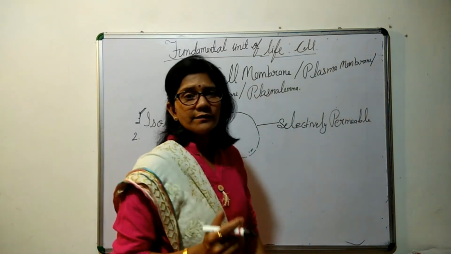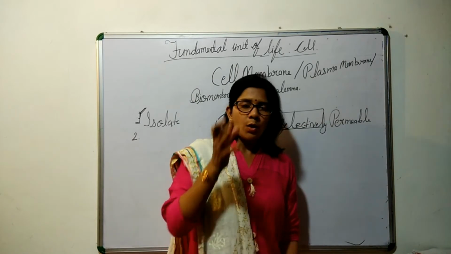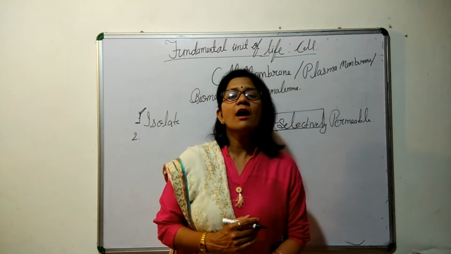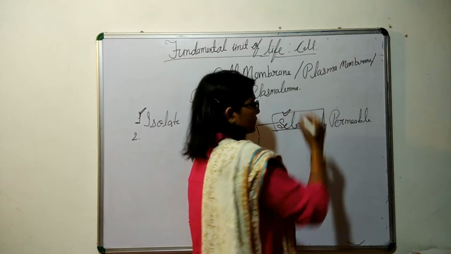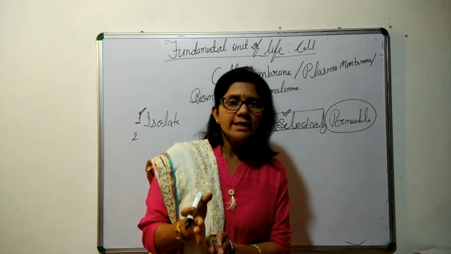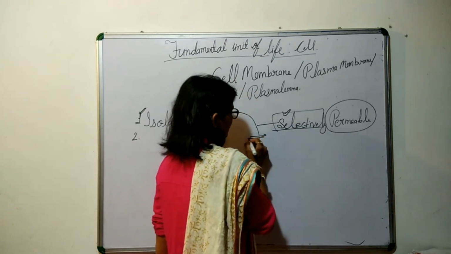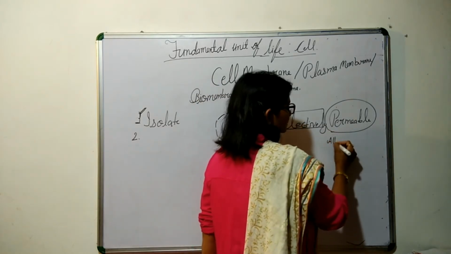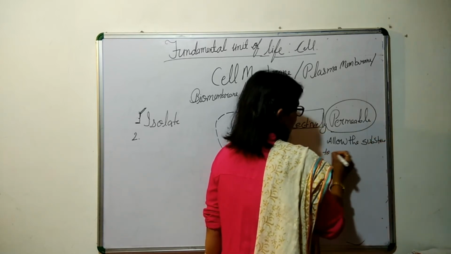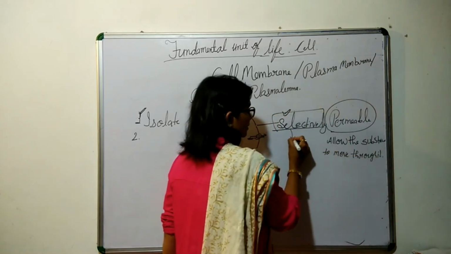What is the meaning of selectively permeable? Selective means it selects which substance is good for the cell and which is harmful for the cell. Permeable means any membrane which allows the movement of substances through it. If it is allowing the substance to move through it, it is permeable, but it should be selective.